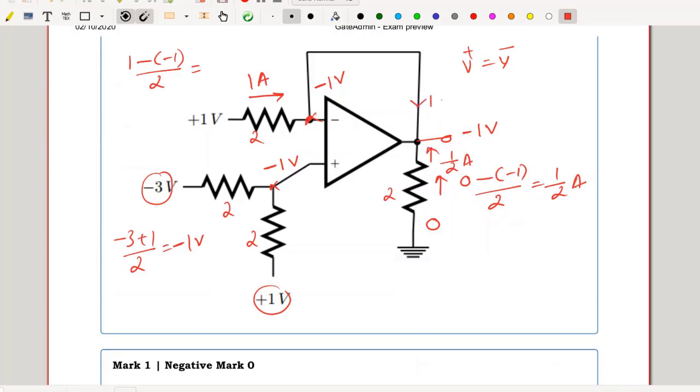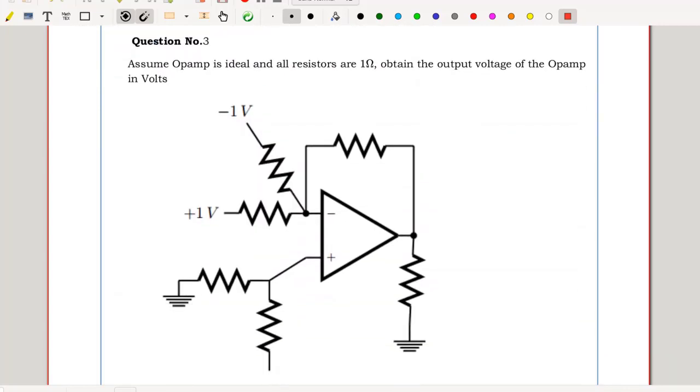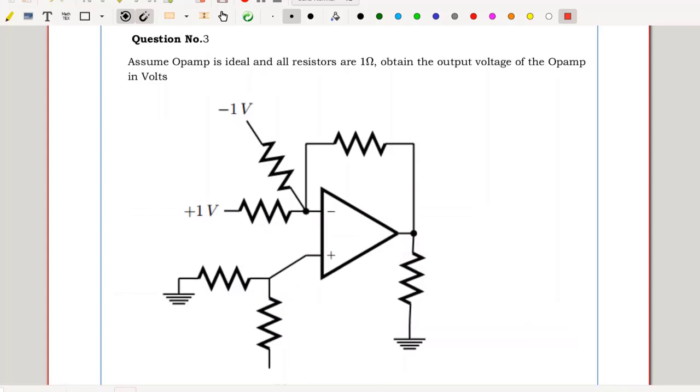1 ampere comes to this branch. So at the node these two currents are meeting. So 1 by 2 plus 1, 1.5 amperes flows into the output side of the op-amp. Hence, actually the op-amp sinks a current of 1.5 amperes, implies the current supplied by the op-amp is minus 1.5 amperes.